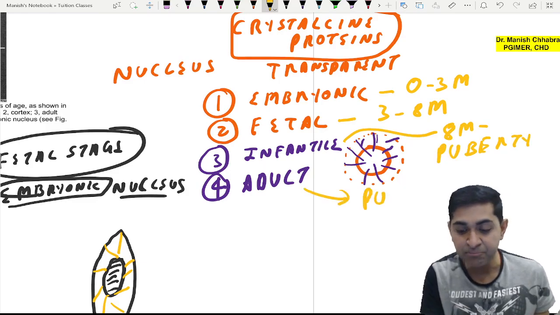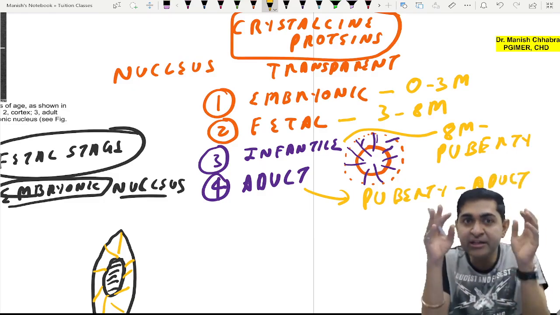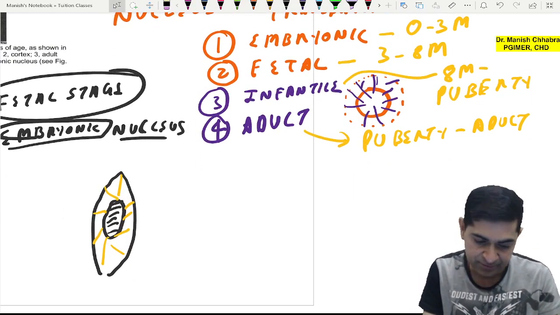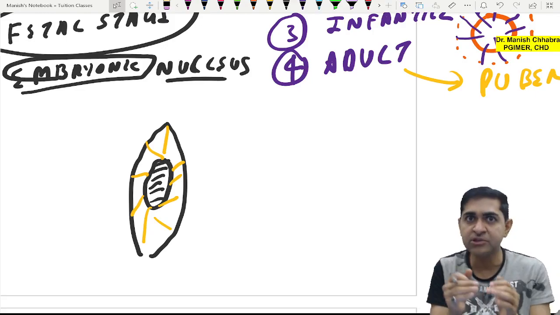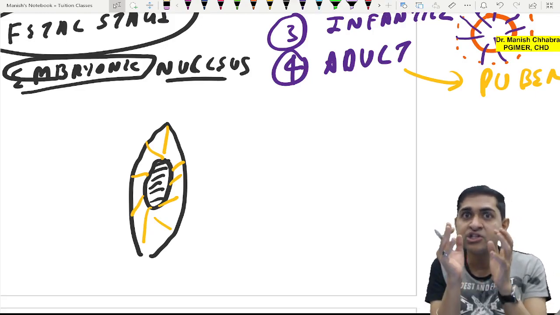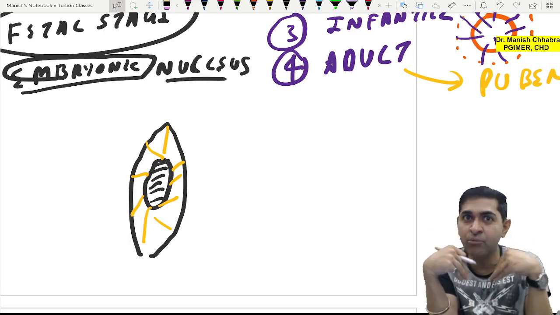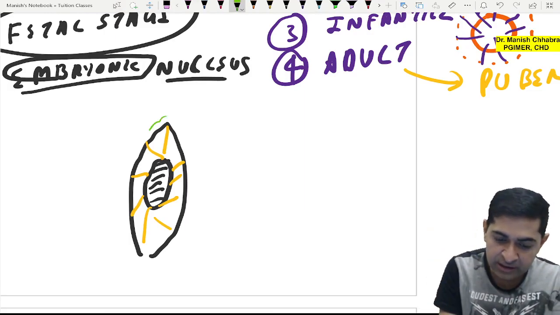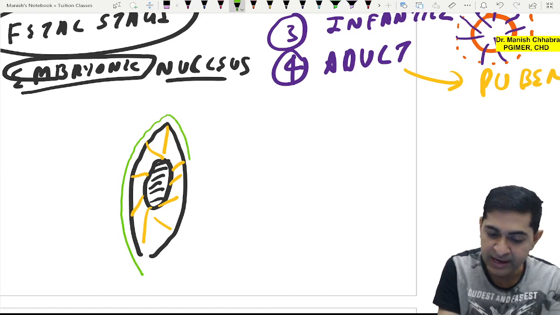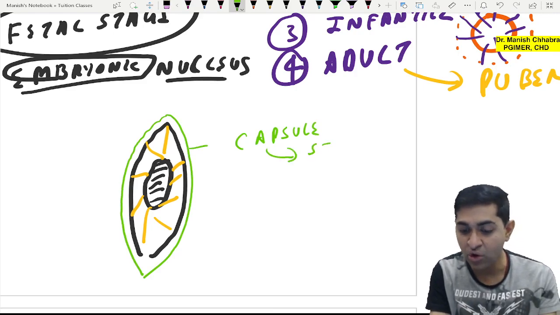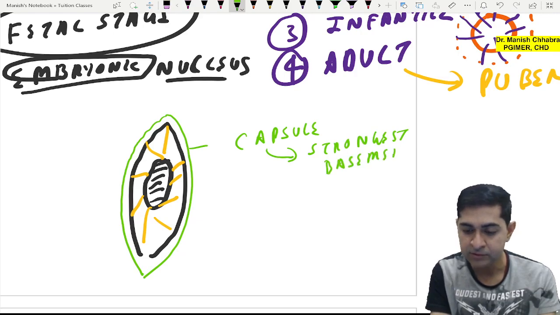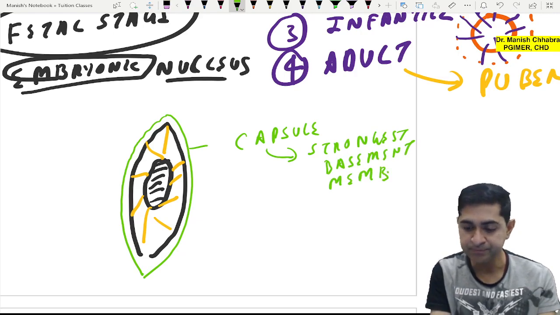And adult is puberty to adult stage. And surrounding this there is cortex, and once the cortex is also formed, there is secretion of the strongest basement membrane in the body, and that is your capsule. So lens is enclosed by a capsule, which is the strongest basement membrane of the body. ठीक है जी?